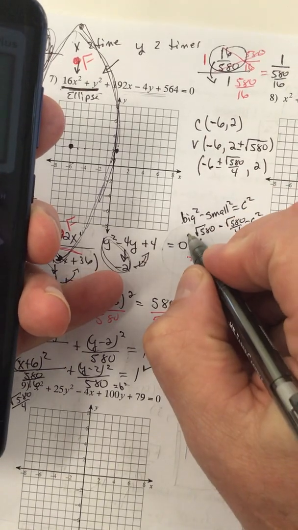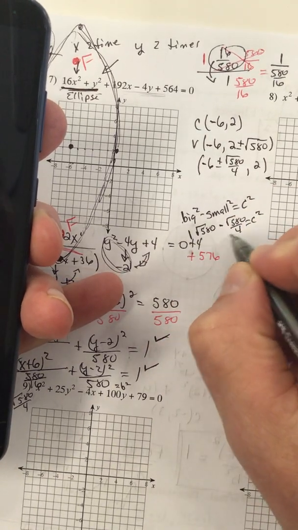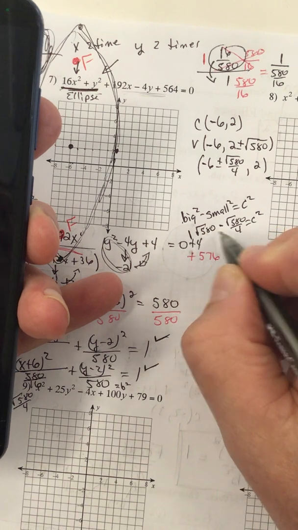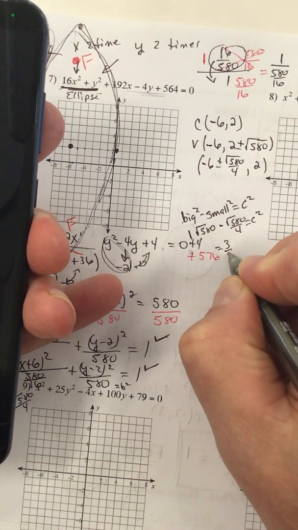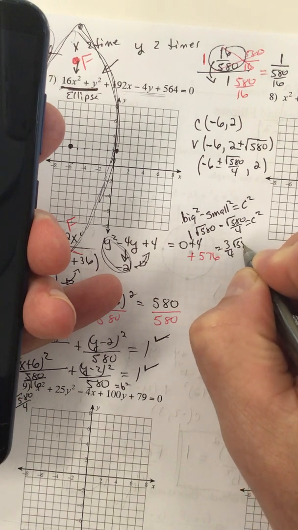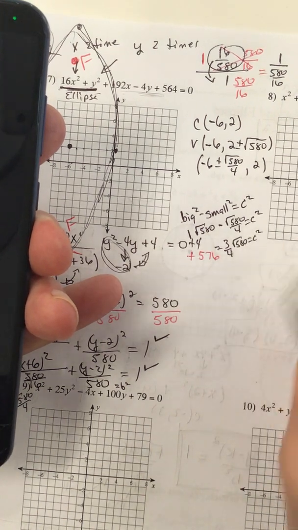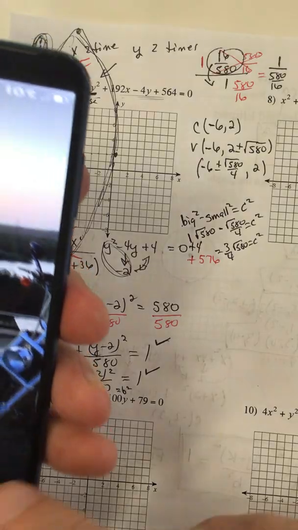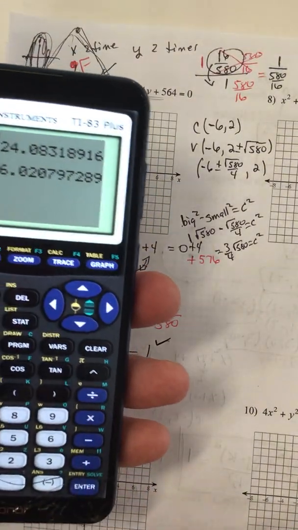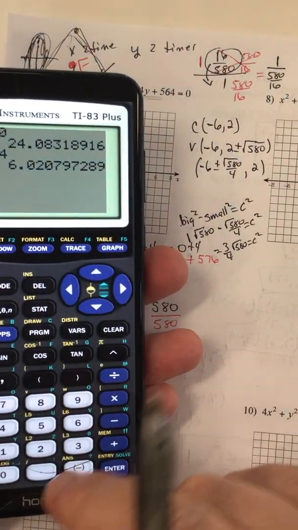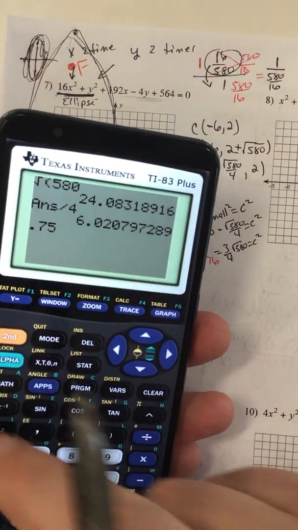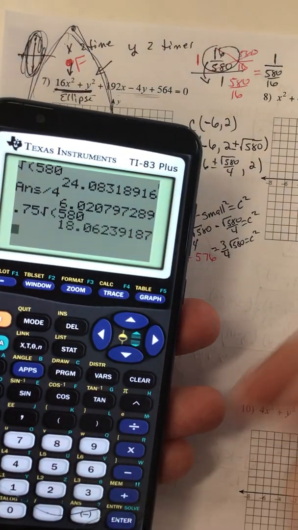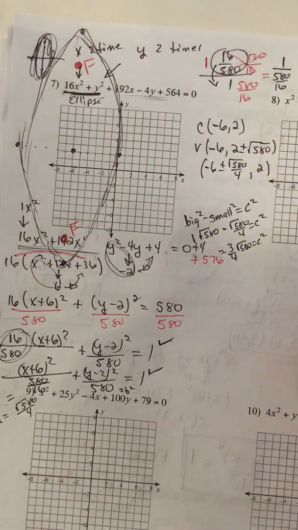So this is basically one of them, and this is 1/4 of them. I have one of these 580s minus 1/4 of these 580s. So that will be 3/4 of the root 580. Okay, I'm going to get basically a decimal. So 3/4, so 0.75 of the square root of 580. It's right at 18.